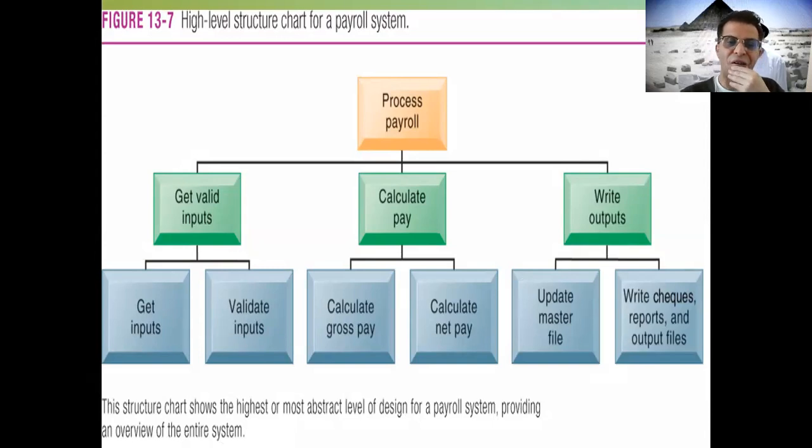Now, a high-level structure chart for a payroll system. Usually there is a payroll process where you get inputs and validate them, checking whether the data you're entering is right, the name, the SIN number, or whatever. Then you do the calculation, the gross pay and the net pay, and it comes out in the right output, which is updating the master file and also writing the check report and output files. This is what you call a high-level structure chart for a payroll system.